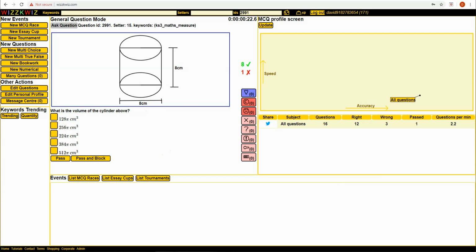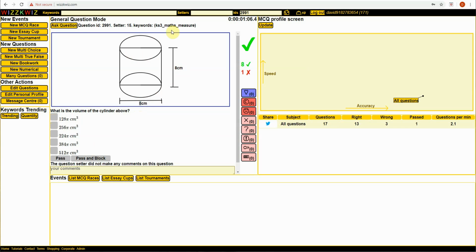So in this case, we've got a height of 8 and a diameter of 8. So in this case, the volume is going to be the height 8 times the area of the base. The area of the base is going to be pi times the radius, which is 4 squared. So 16 pi times 8. 16 times 8 is 128. And so that's our answer.